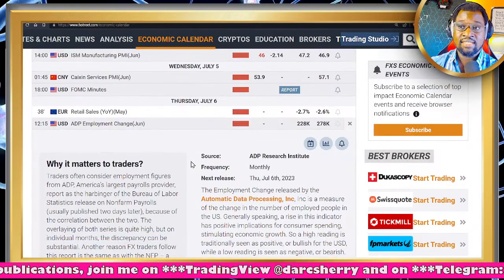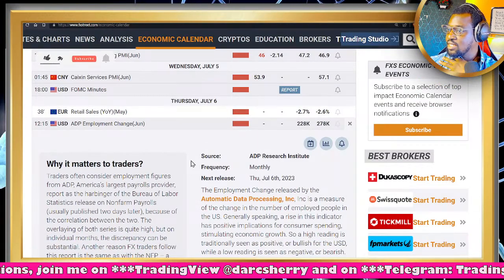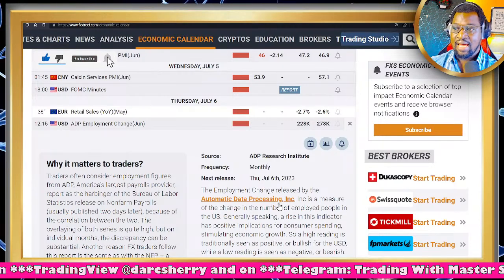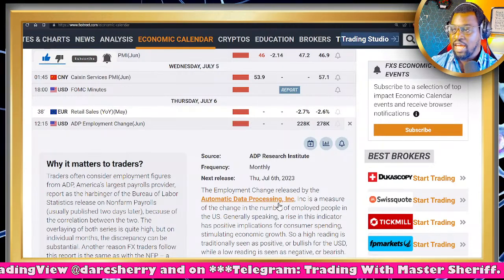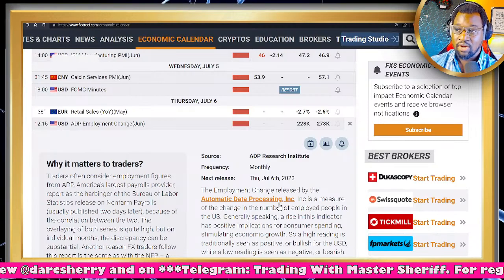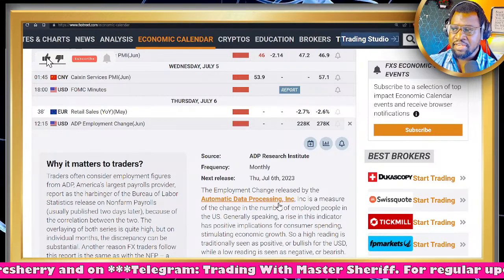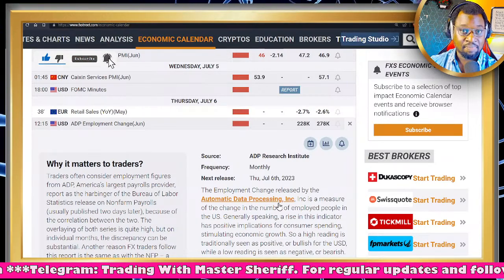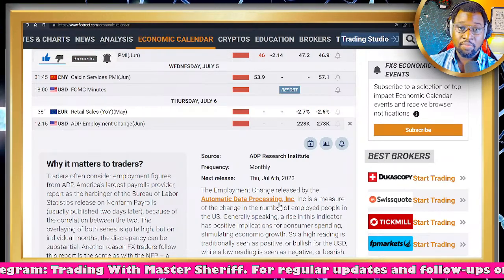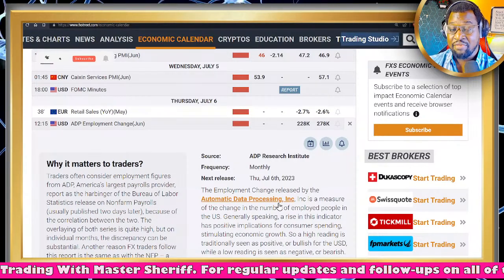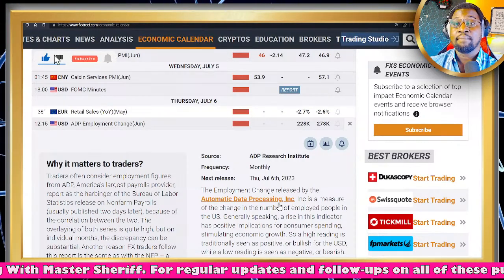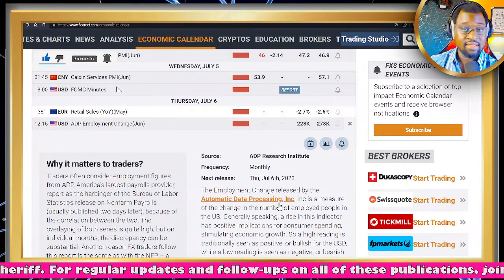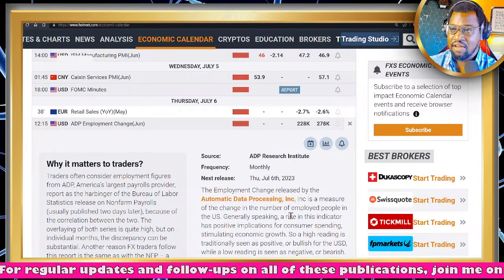So the first one is the ADP employment change. This is normally released by the Automatic Data Processing Incorporation, and it measures the change in the number of employed people in the US economy. Generally speaking, a rise in this indicator has positive implications for consumer spending and stimulating economic growth. That simply means that a high reading will be something positive and bullish for the US dollar, while anything lower will be negative for the dollar.